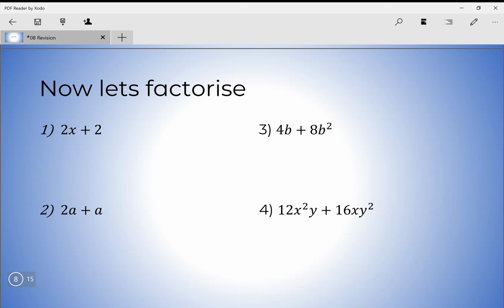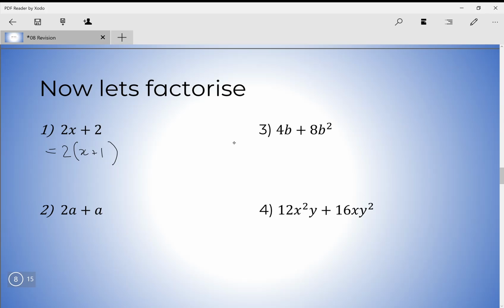So we have these 2 terms here, 2x plus 2. And what we need to do is think of the highest common factor between these 2 terms. What's the biggest number that we can divide 2x and 2 by and get a whole number? In this case, it's pretty easy to see that the highest common factor is 2. So we write 2 down outside our brackets, and now we divide 2x by 2, and we get x, and we divide 2 by 2, and we get 1.